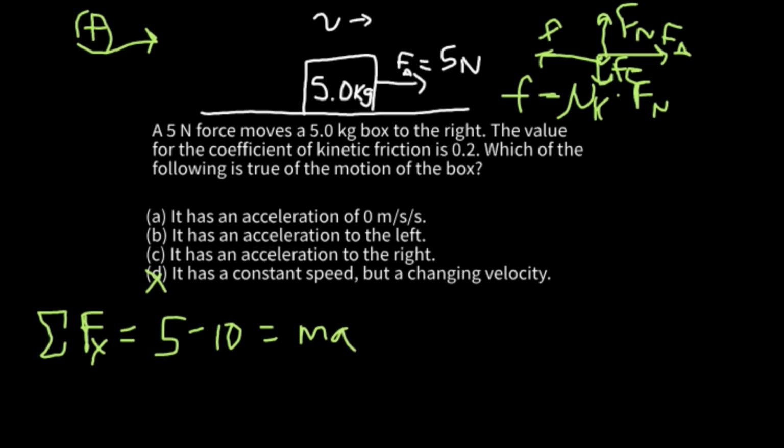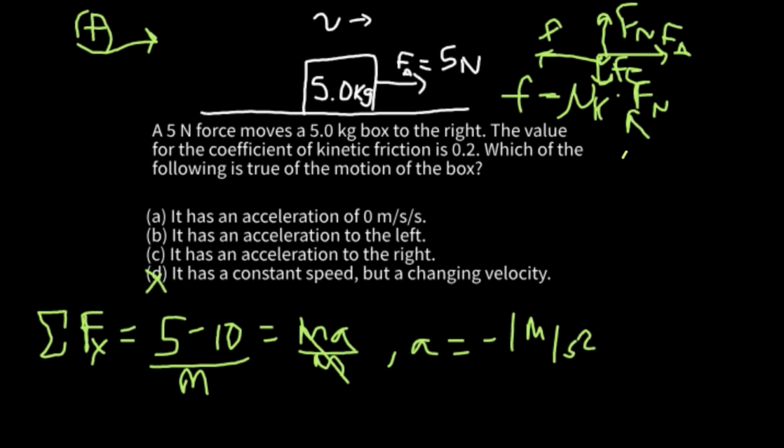You can find a by dividing by the mass, but that's really not going to change the direction. So take 5 minus 10, divide by 5, and you're going to get a value for acceleration of negative 1 meters per second squared. Right, so again, this is just 0.2 times 5 times 10. Normal force is mg.